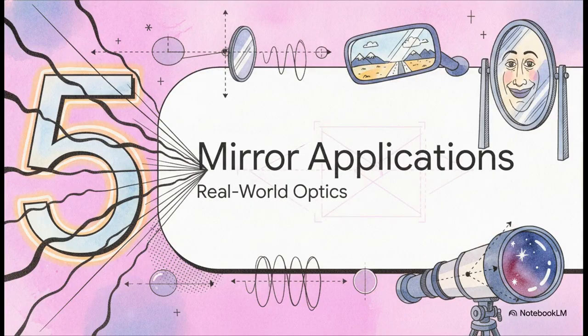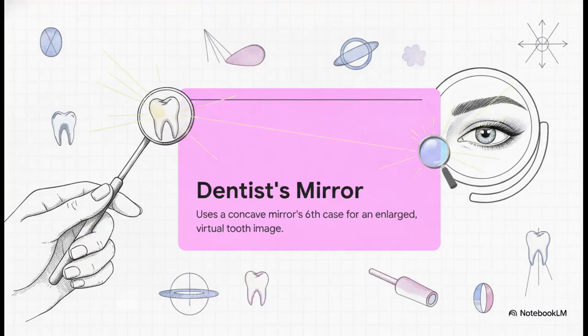Section 5, Real-World Mirror Applications. Let's connect all this physics to the real world. Remember that awesome 6th VIP case for concave mirrors we talked about? Dentists and makeup artists exploit this specific physics trick every single day. By placing a tiny tooth, or your face, super close to the mirror, right between the pole and the focus, they get a magnified, beautifully clear, and upright virtual view. It takes something incredibly small and blows it up so they can see all the details perfectly.